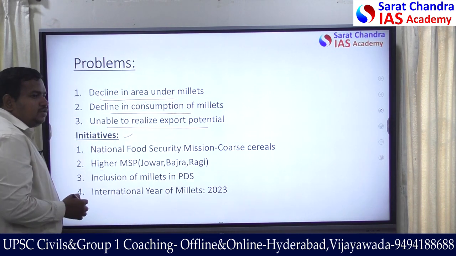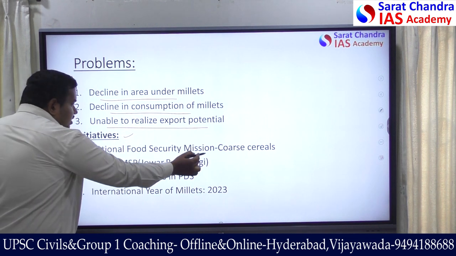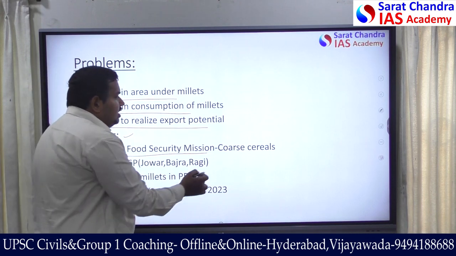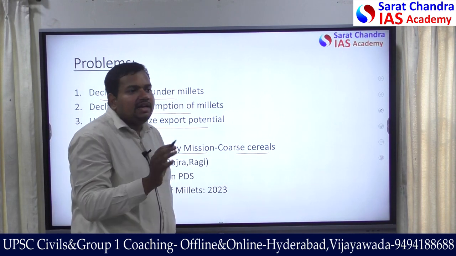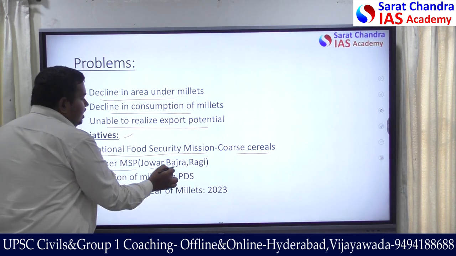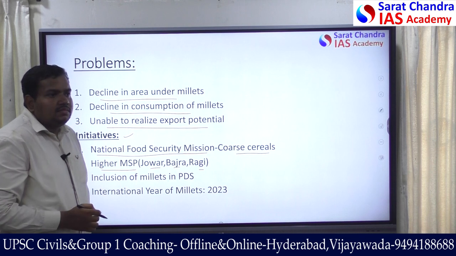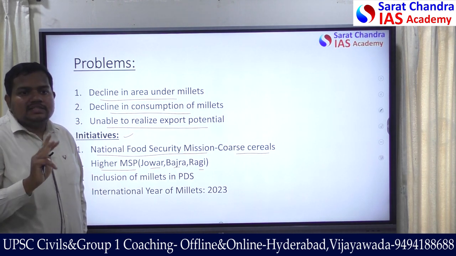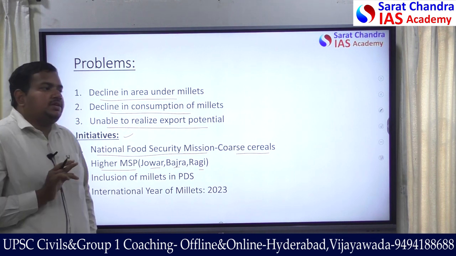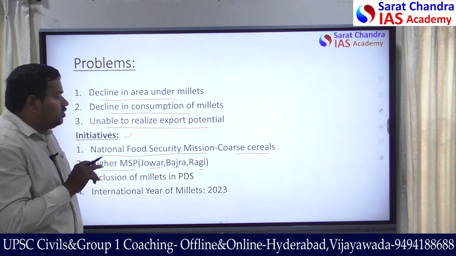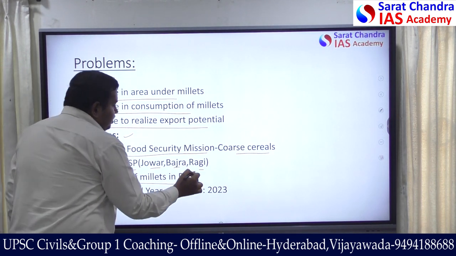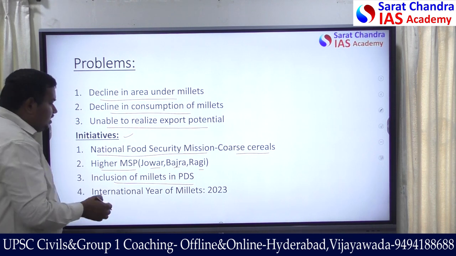Next, initiatives with respect to millets. As I have told you, under National Food Security Mission, we will have several things. Just like oil seeds, here we will have coarse cereals under this, millets will be there. Similarly, high MSP for Jowar, Bajra and Ragi. Okay, only for these three. These three we call major millets. But for minor millets, there is no MSP. For major millets, Jowar, Bajra and Ragi, we have high MSP. And inclusion of millets in PDS. That is also one of the initiatives.